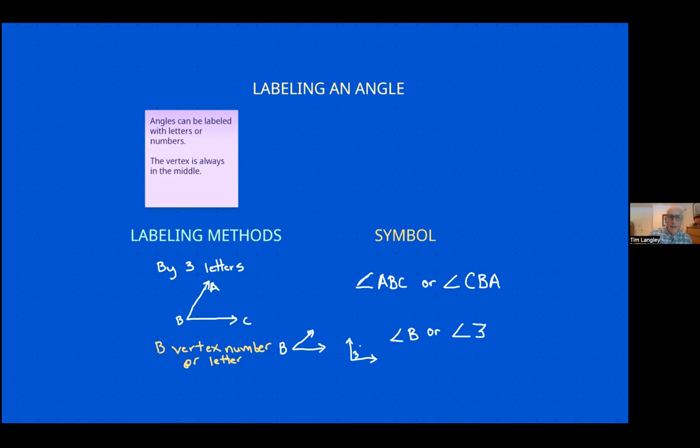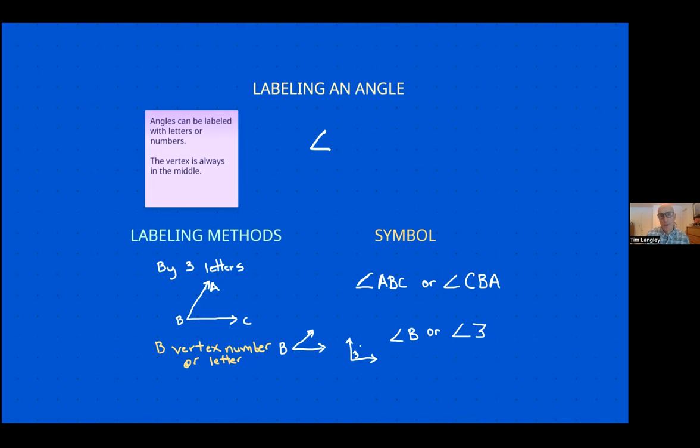Angles can be labeled with letters or numbers. We're going to talk here about labeling angles, okay? Putting labels on them, what you call them. So, first little thing I want to just draw on the screen here, this little symbol right here, kind of looks about like that, is the angle symbol, okay? And so when you see that symbol, we're talking about an angle.